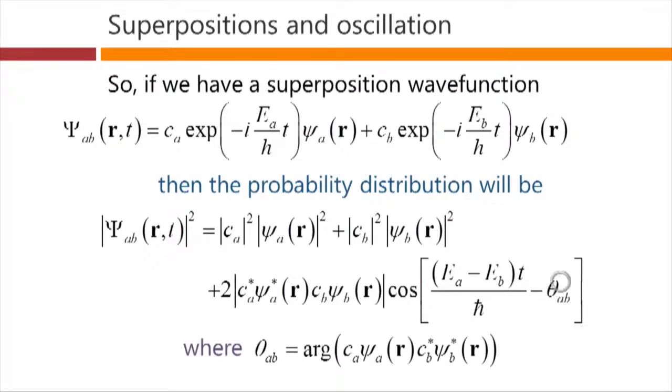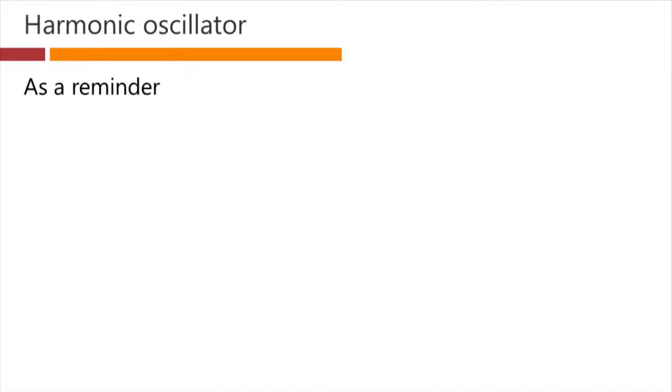Also, we have an angle in here, which is technically what we'd call the argument, the angle corresponding to this particular complex number here. And that can vary in space in this particular case. But the basic form is the same as we just saw. So with the harmonic oscillator, we can work this out.